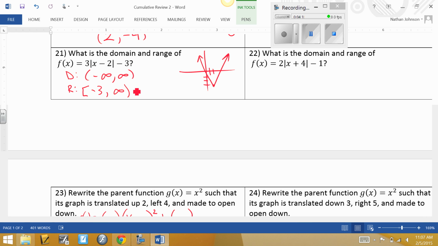Go ahead and try problem 22. Put this in your calculator if you're not able to graph it well by hand, just to get a good feel for what that graph looks like. And then give me the domain and the range.